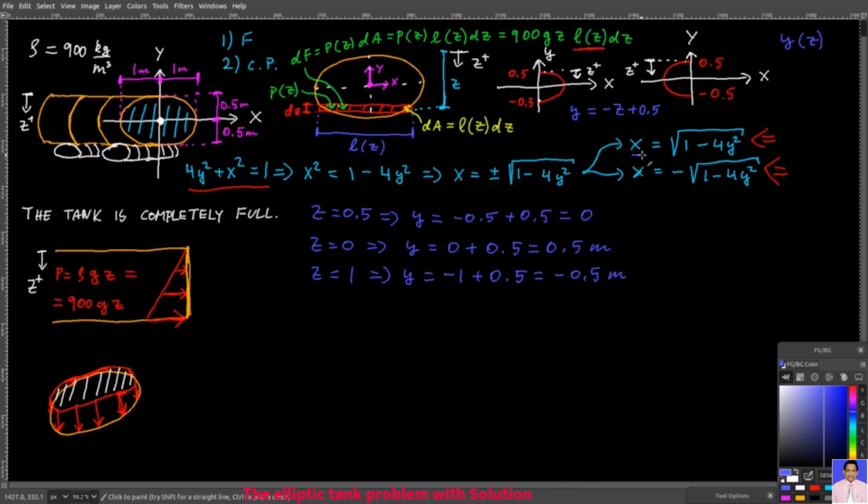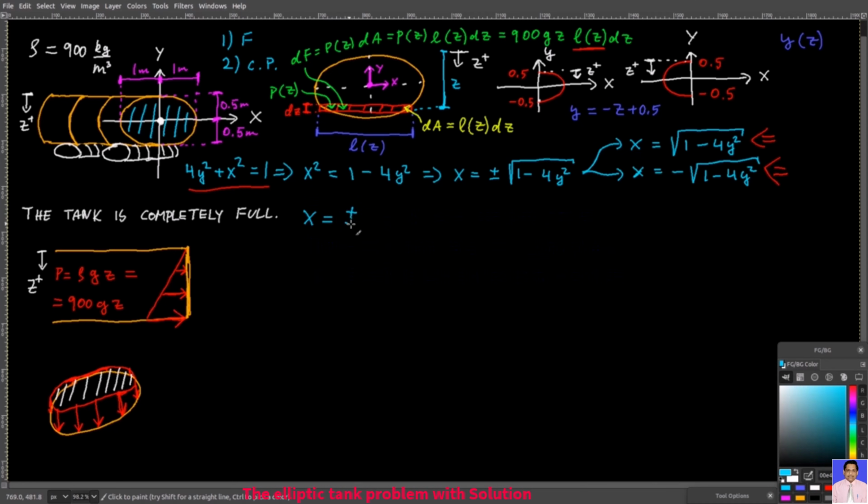That means that I can rewrite my x's like this. X equals plus minus square root of 1 minus 4 times, and now I simply replace the y with minus z plus 0.5. So minus z plus 0.5, and then I have to square it because I have y squared here, and so all that is under the square root. So now what we have is x as a function of z.